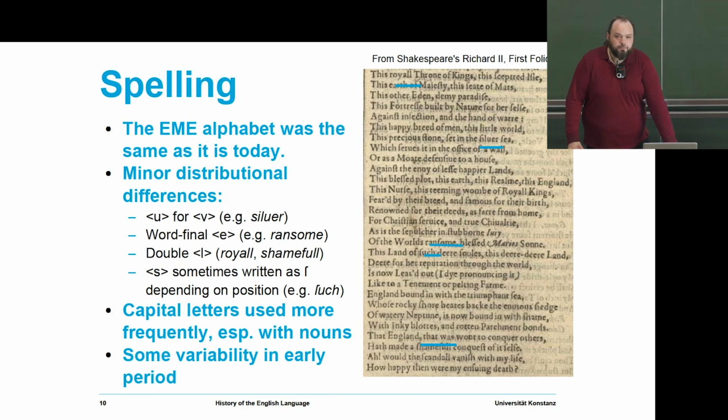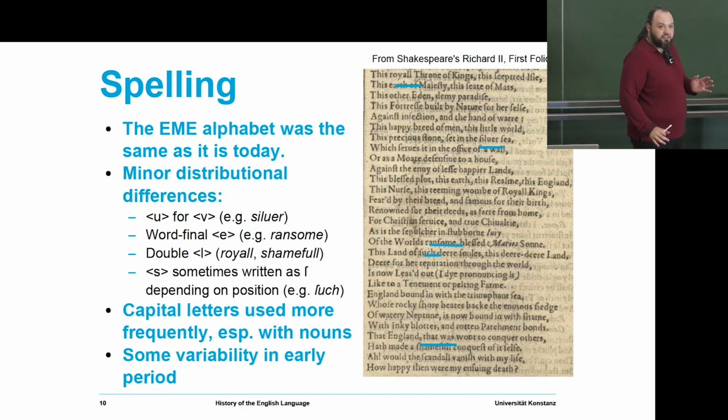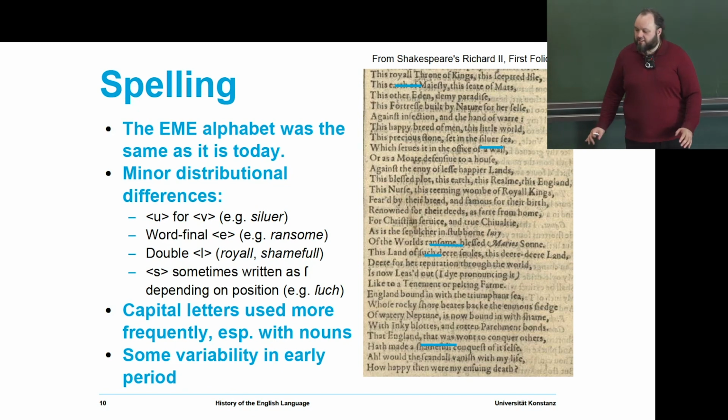And especially in the early period, we see a lot of variability. What we see by the end of the period, particularly by the very end of the period, is that the variability dies down, and that's to do with the standardization process that I will tell you about soon.